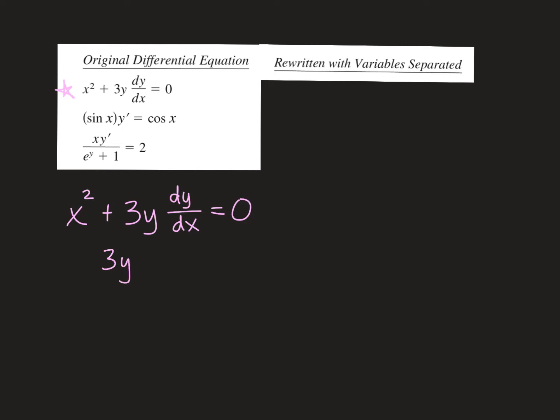So we'll have 3y dy dx equals negative x squared. Now from here we can multiply both sides by dx, which will give us 3y dy equals negative x squared dx. And voila, our variables are now separated. Please note that we haven't solved this differential equation. We have simply rewritten it so that it's able to be solved by integration.